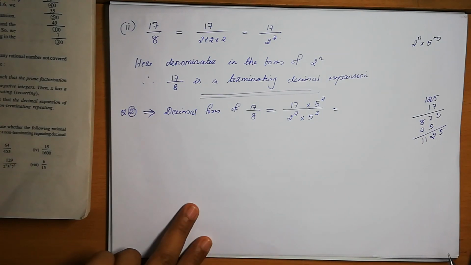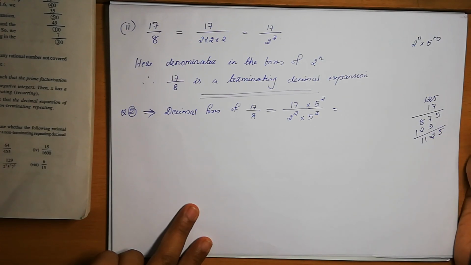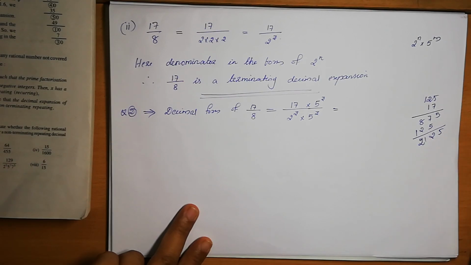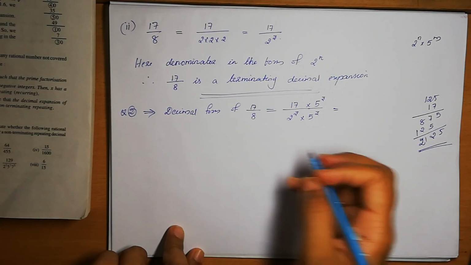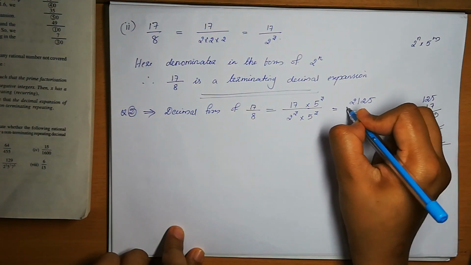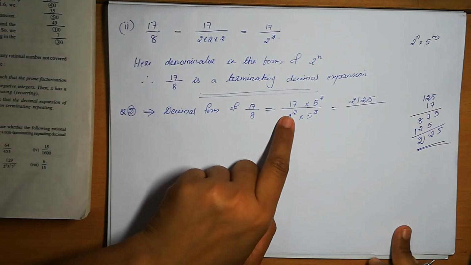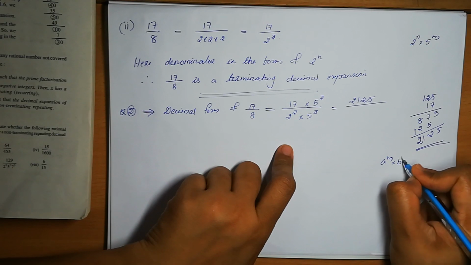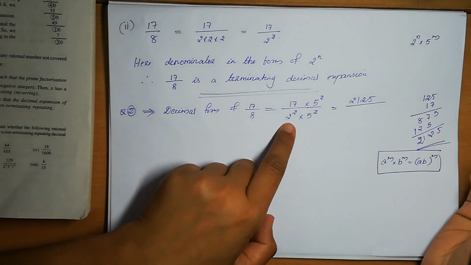So 5, 2, 125. So this becomes 5, 2, 1, 2, 5. Correct. So this becomes 2125 divided by, again this is which one? Exponential power. A raised to m into b raised to m we can write as ab raised to m. Exponential power. Correct. So this becomes 5 into 2, 10.